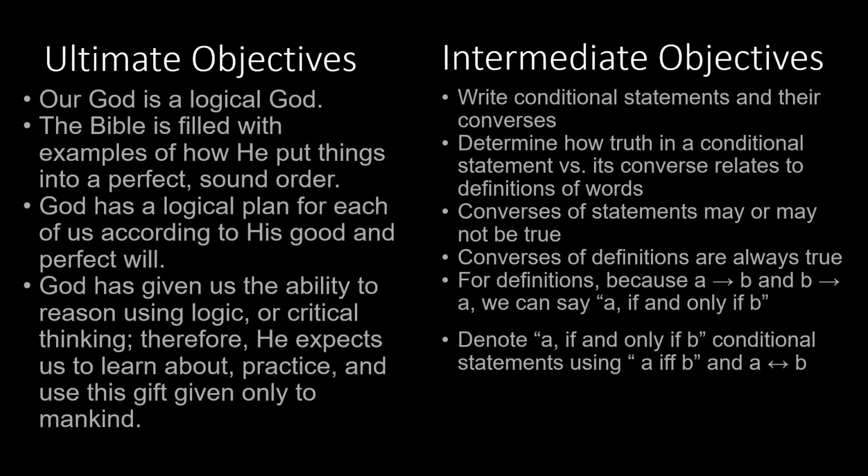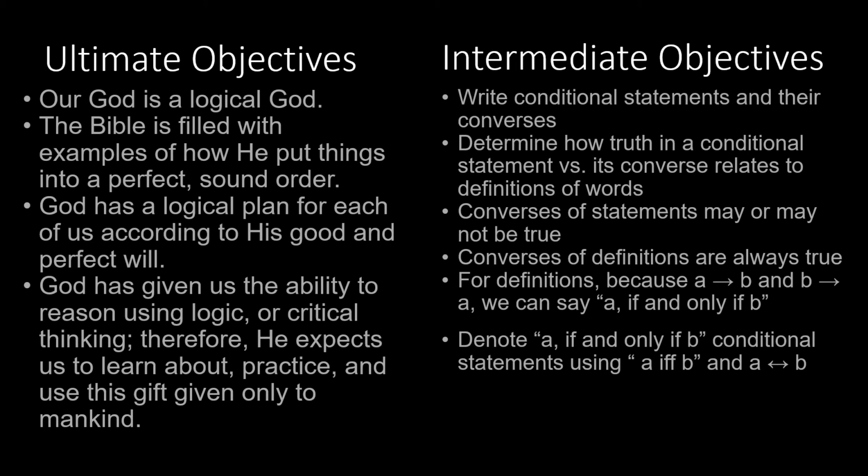Now, before we go any further, let's talk about ultimate objectives for chapter 2. We know our God is a logical God and that the Bible is filled with examples of how he put things into a perfect, sound order. So God has a logical plan for each and every one of us, but because he's given us this ability to reason using logic or critical thinking, he expects us to learn about, practice, and use this gift that he has only given to people.